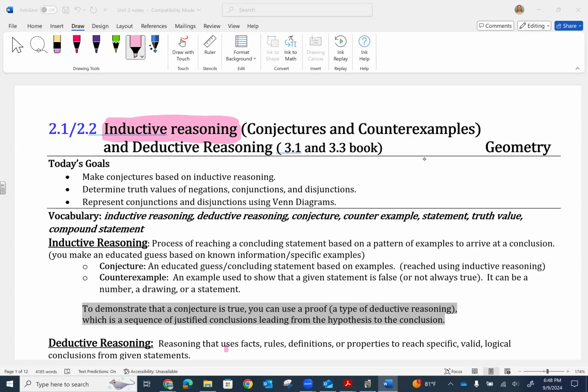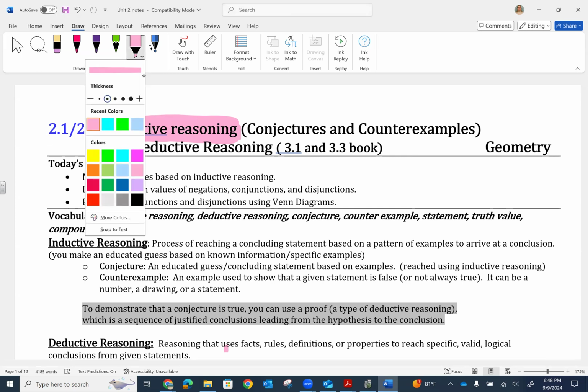Okay, so today we're going to start our proof chapter. We're going to talk about how we can logically look at information and talk about it. One way we're going to speak about it is inductive reasoning. Inductive reasoning starts with the letter I.